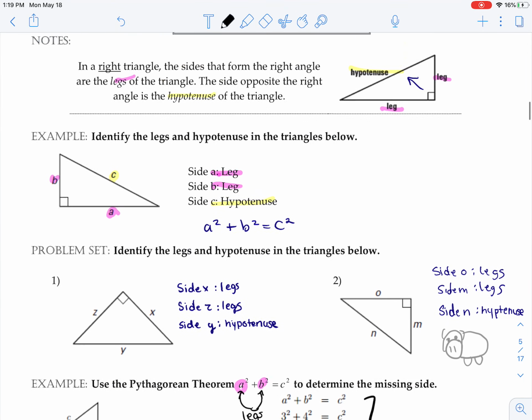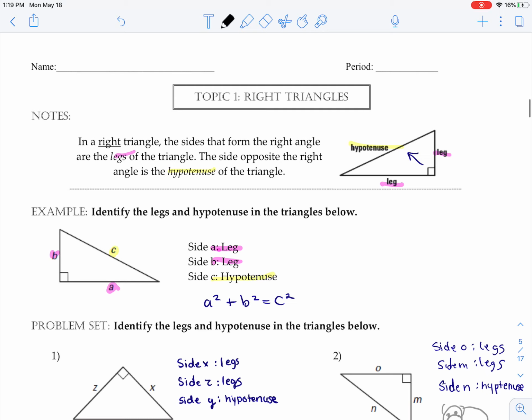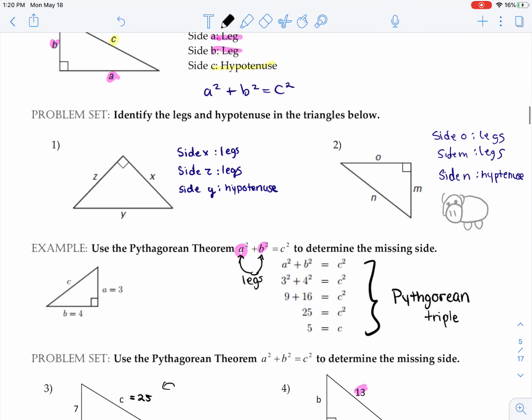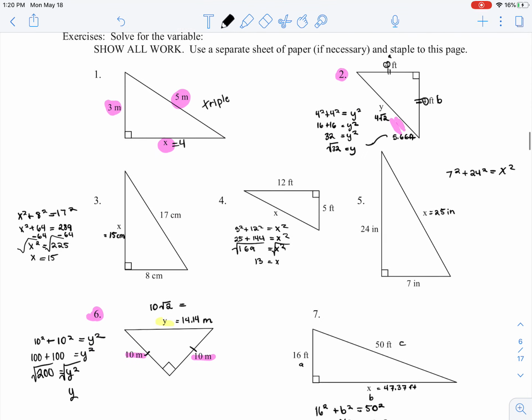So Pythagorean theorem. Did you learn anything? Was some of that easy for you? If it was easy for you and you're like, Miss, you're boring me, I know this, that means that you learned some stuff this semester and I'm proud of you. So let's move on to our next topic.